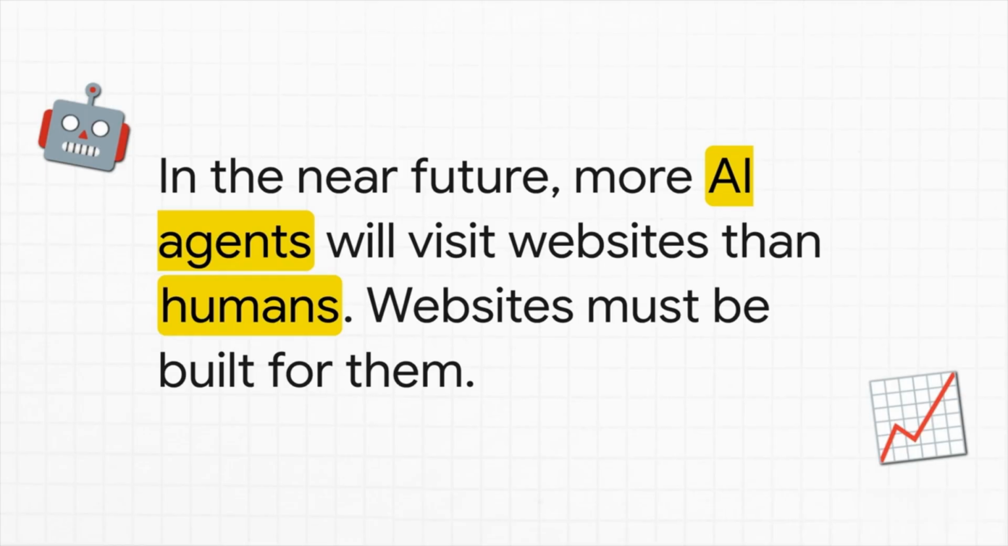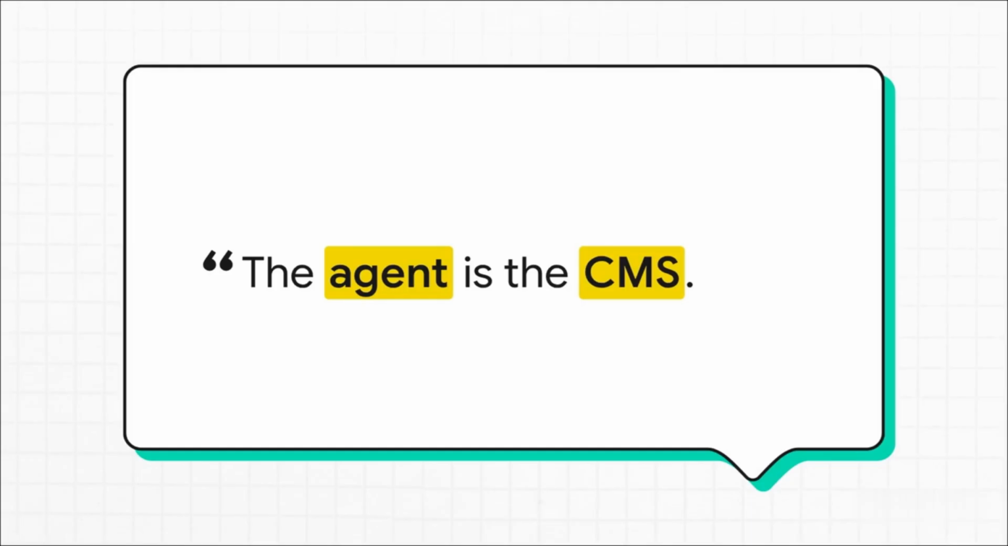And that means sites built on rigid, no-code platforms are going to be in big trouble. The future is custom code that agents can easily talk to. This quote sums it all up. Forget logging into some clunky WordPress or Webflow dashboard to change a sentence. In this new world, the AI agent is your content management system. You want to update something? You just tell the agent to do it.